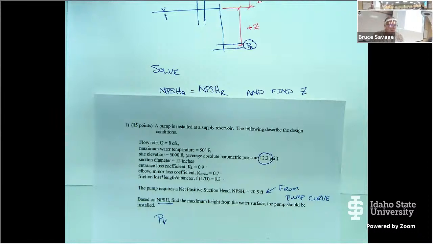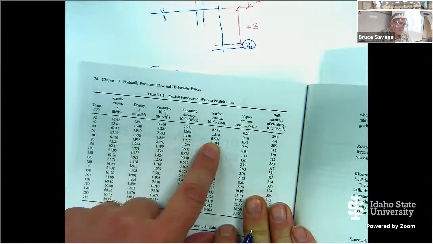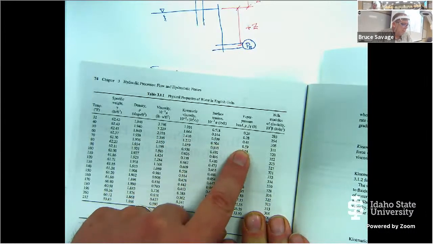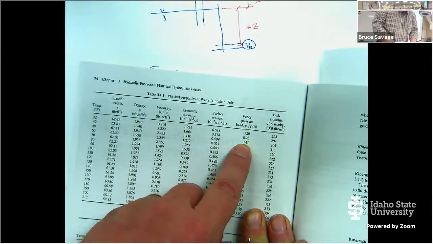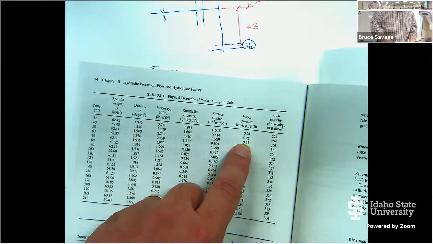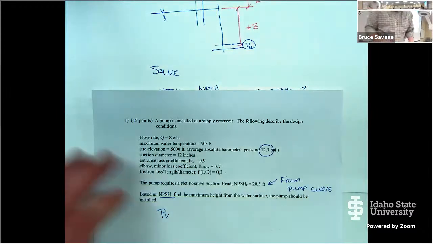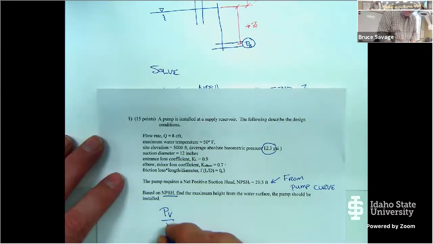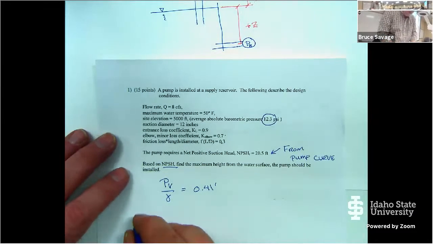So at a maximum water temperature of 50 degrees, we come in here and we find the vapor pressure, and it's noted as vapor pressure head. So 0.41 feet. In this particular instance, P sub V over gamma is 0.41 feet.